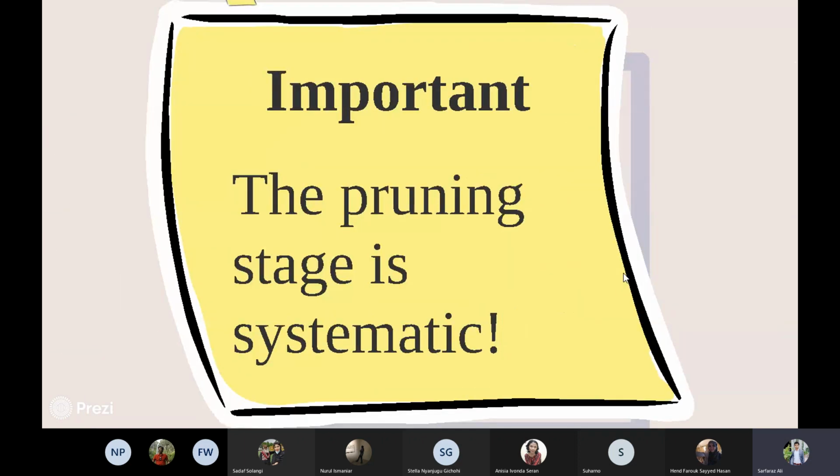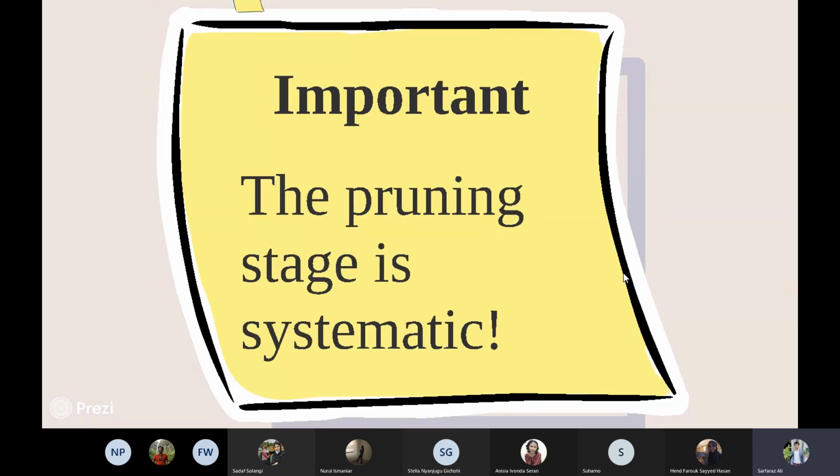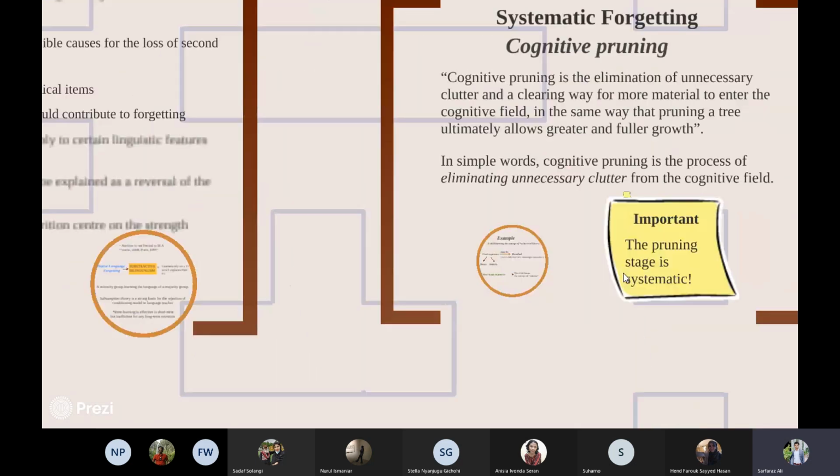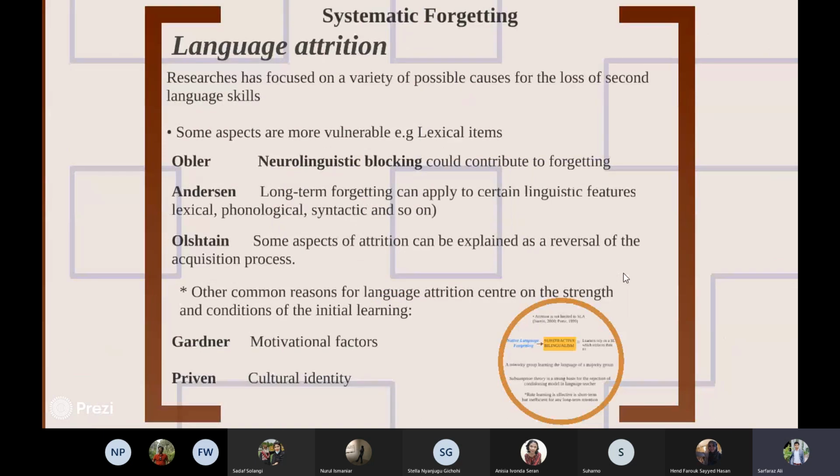And yes, the forgetting stage is systematic. In addition to this, systematic forgetting involves language attrition. Research has focused on a variety of possible causes for the loss of second language skills. Some of them are lexical items or neuro-linguistic blocking, which could contribute to forgetting.